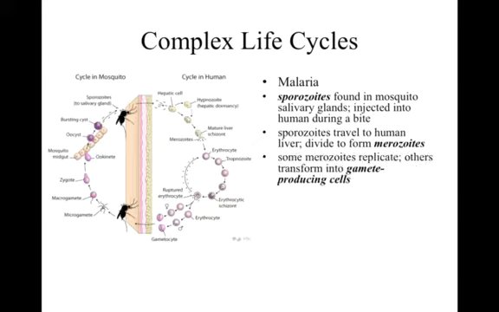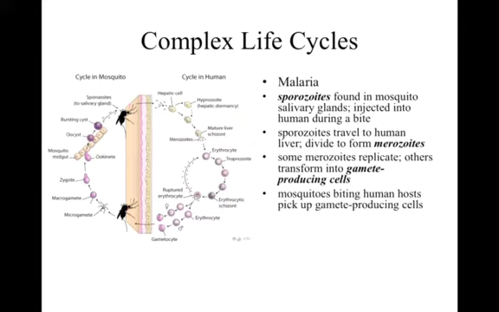Now within the liver and within the red blood cells, some merozoites replicate and produce new merozoites, but other merozoites, as they replicate, turn into what we call gamete-producing cells. There are male gamete-producing cells and female gamete-producing cells that produce male and female gametes. So these basically have sexes. Believe it or not, malaria has sexes.